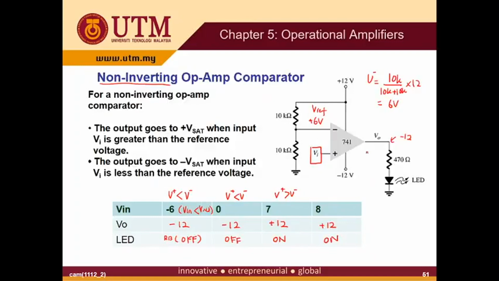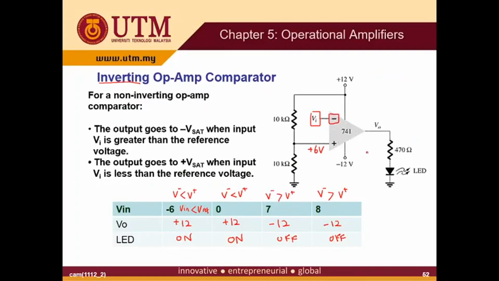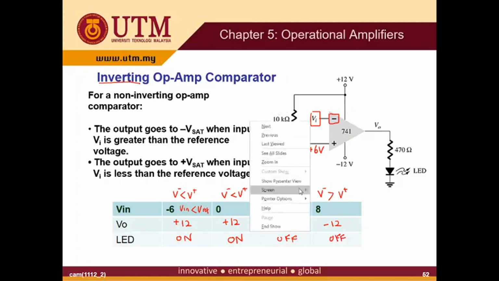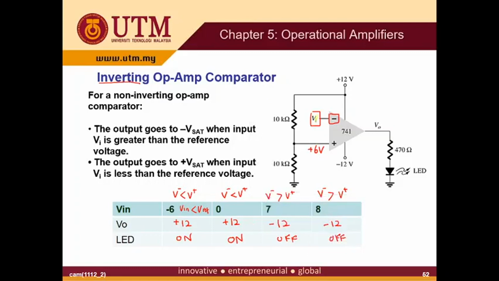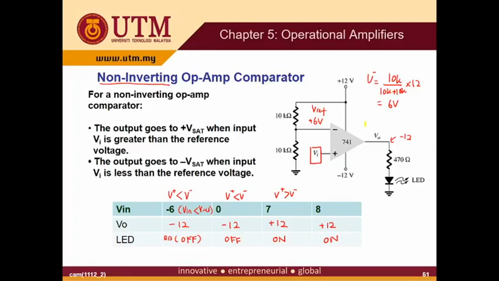I'd like to emphasize the difference between the non-inverting op-amp and inverting op-amp comparator. One of the differences is where the variable input is applied. For the inverting op-amp comparator, the variable input is applied to the V minus. But for the non-inverting op-amp comparator, the input is applied to the V plus.